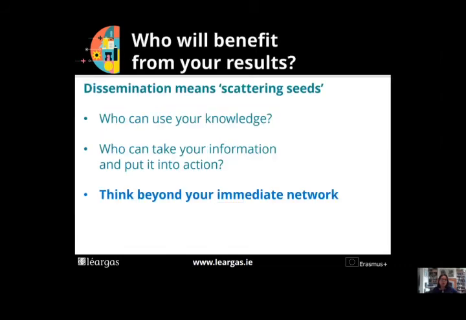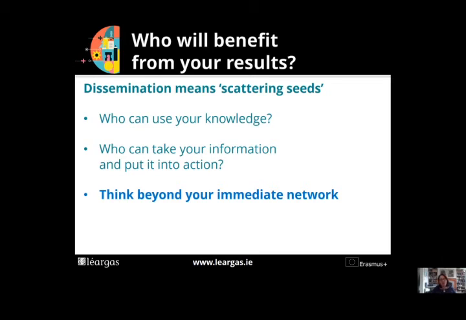So that brings us on to dissemination, because dissemination is literally about scattering seeds. It's about sowing those little seeds that will grow into something bigger and more impactful for a greater amount of people. Dissemination is really closely connected to impact, because by reaching more people, you can increase the potential impact of your project. So that's why it's really crucial to know, again, who can use the knowledge that your project is producing, who can take your information, put it into action, and how you're going to really connect with those people.